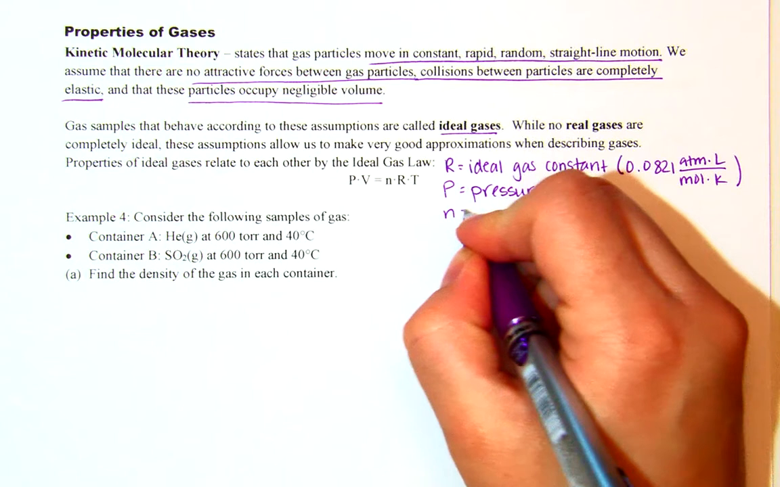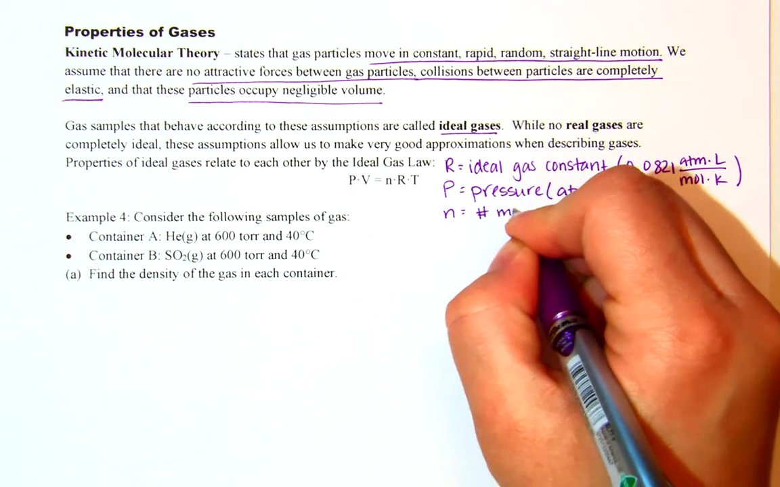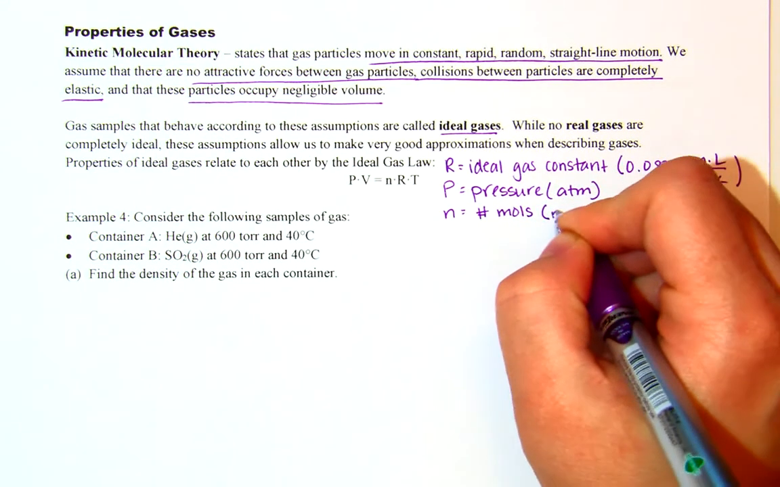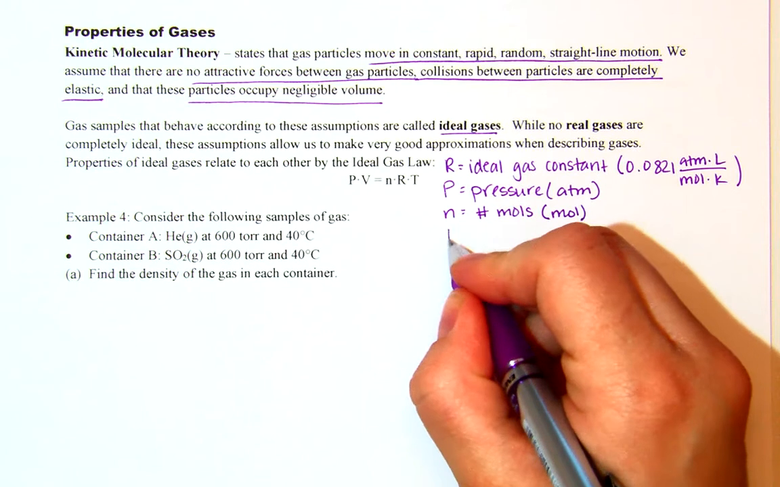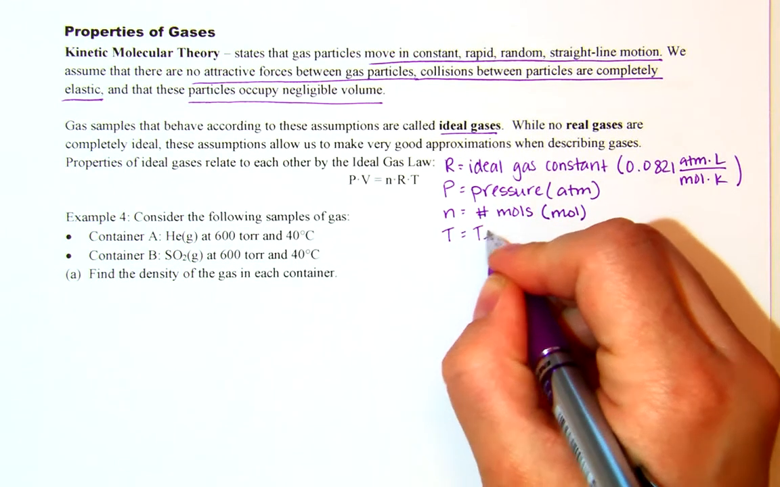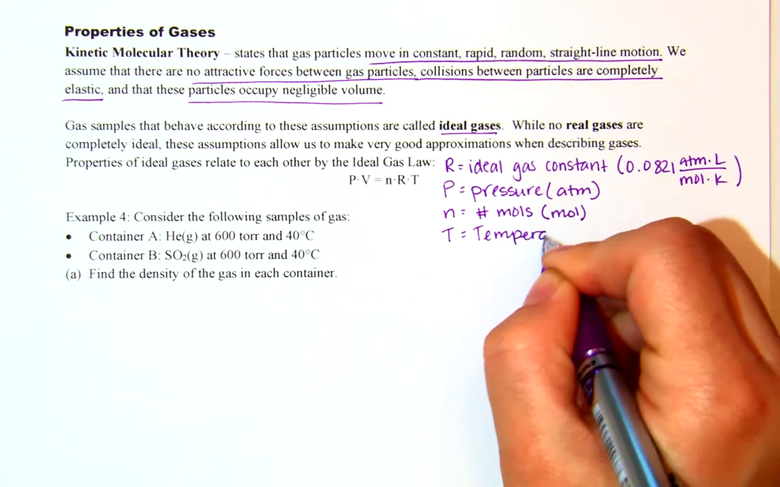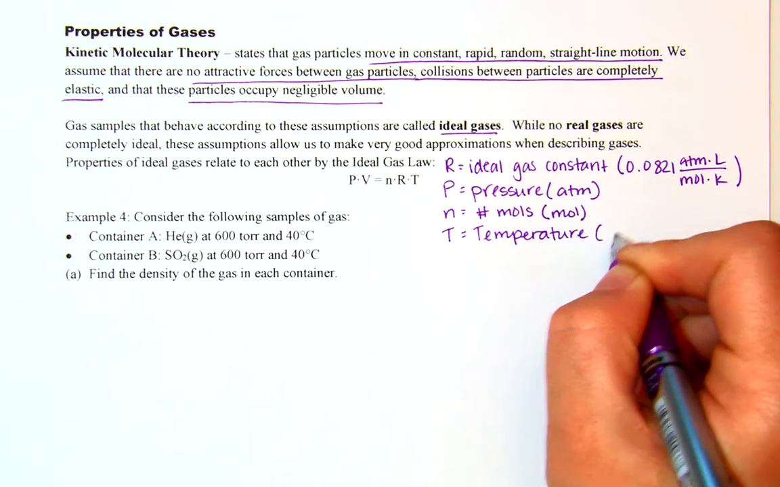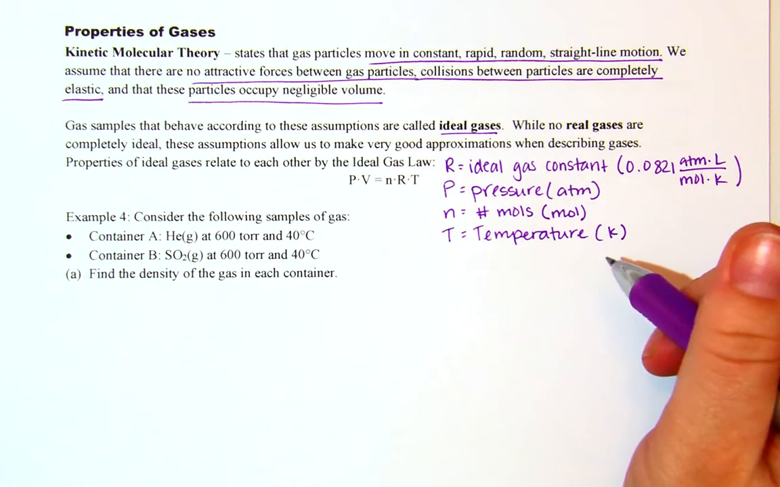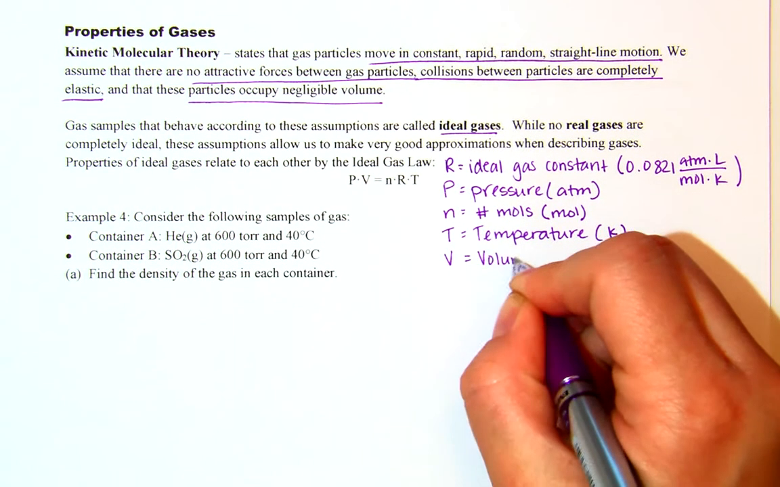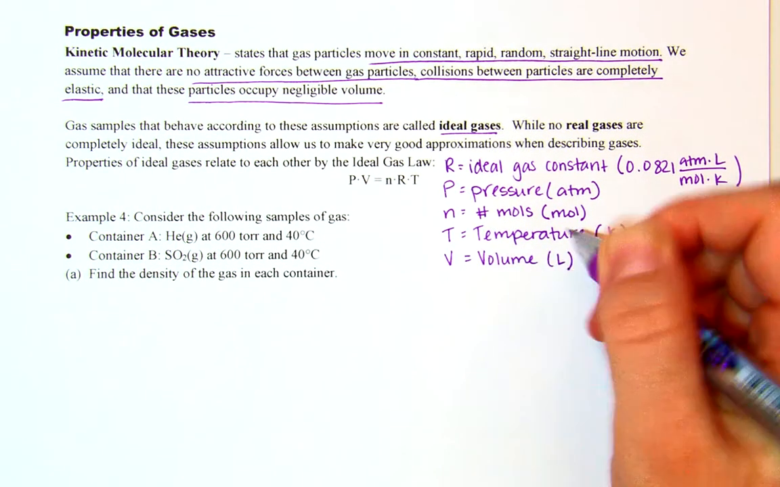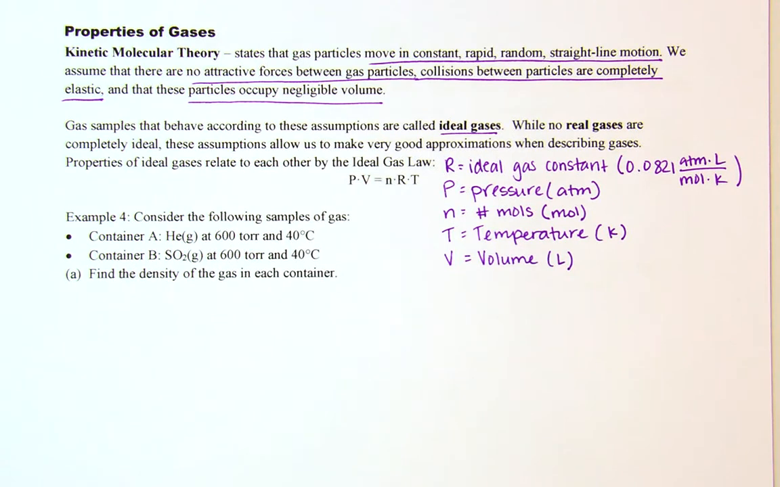N is always number of moles, just abbreviated mole. The T is temperature, and temperature is going to always be in kelvins, and V is our volume in liters. Alright, example 4, consider the following samples of gas.